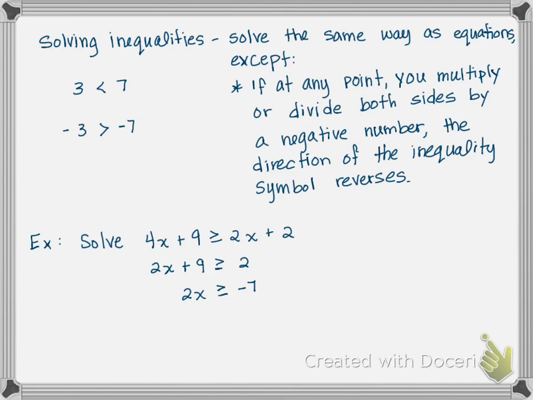And then we're going to divide both sides by 2. Now notice, even though there's a negative on the right side, the number that I'm going to divide by is positive, right? I'm dividing by +2. So even though there's a negative number involved, we don't switch the direction of that inequality symbol unless the number we divide by is negative. So here we divide by a +2.